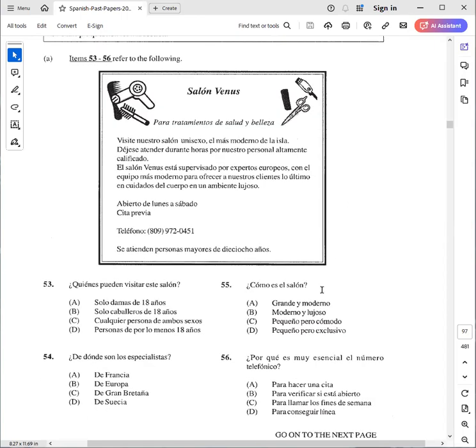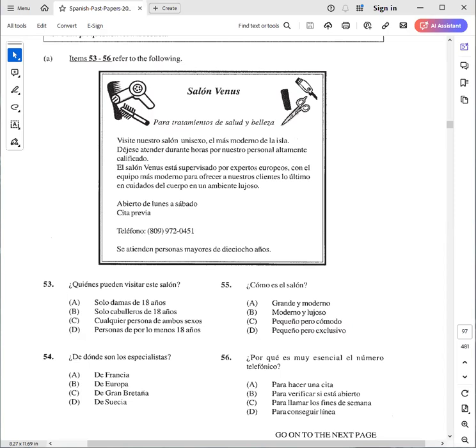Right, so we have the reading passage here. So it says here, se atienden personas mayores de 18 años. So anyone that is over the years of 18, but it also said unisexto, right, which is male and female. So I have to be very careful. The answer is actually D, personas de por lo menos 18 años.